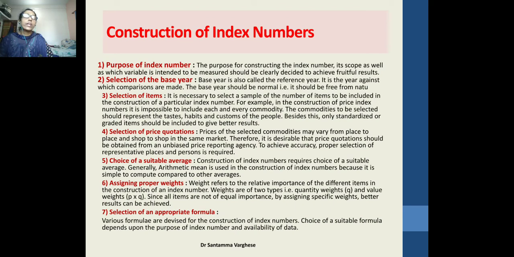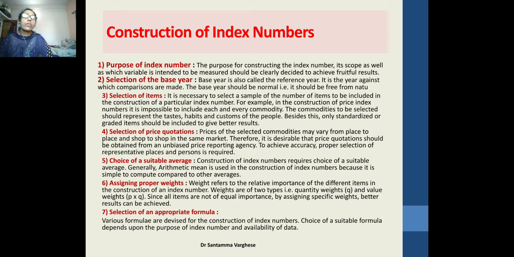While we study agriculture products, we can take the food items. In food items there are cash crops, commercial crops, and many other things. Accordingly, we have to take those which have more importance and are more common in use. Thus, the selection of items is very important while constructing the index number.